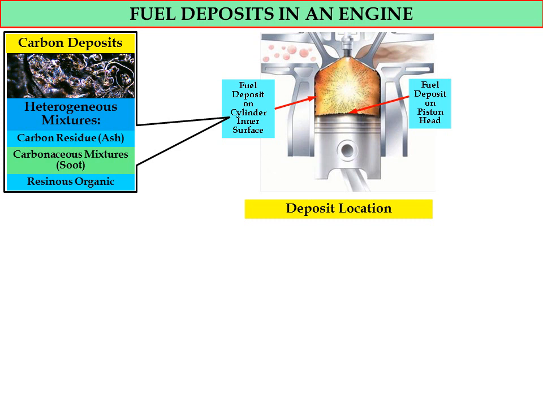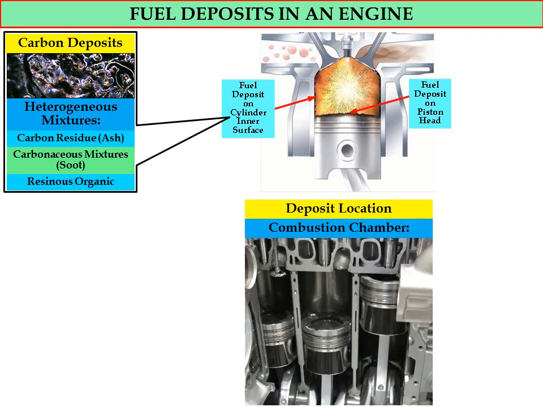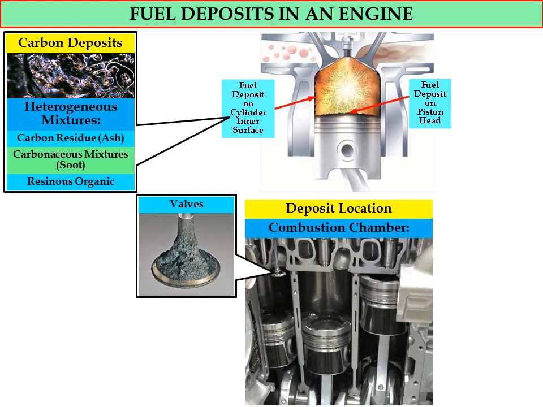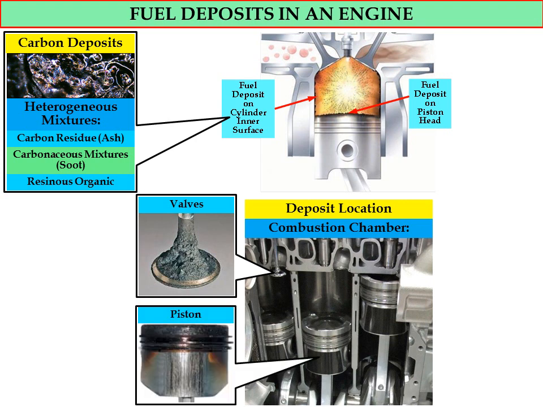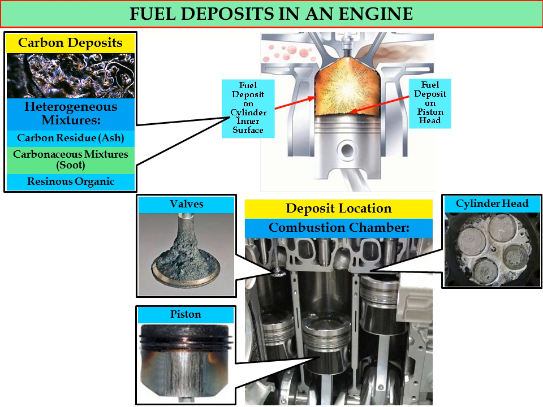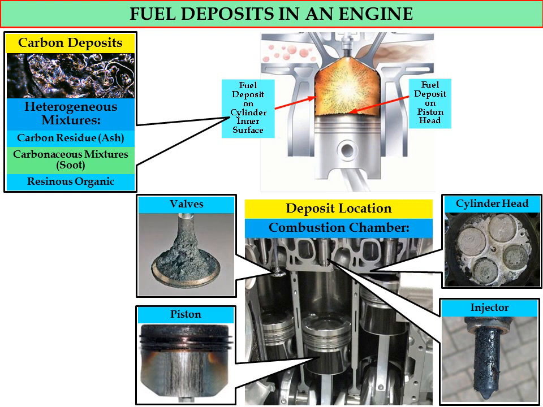And the critical deposit locations in the engine are, so this figure shows the cross section of the actual engine. The first critical part of deposit formation is on the valve surface, on the piston, normally on the piston crown, the cylinder head, and also at the injector tips. So these are the critical areas where we normally find most of the deposit formation occurring in the engine.